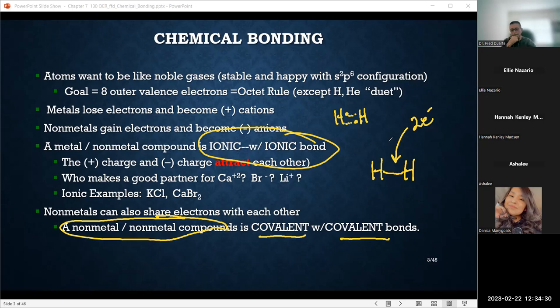Now, within the covalent compounds, there's a subset. Both are covalent, but there's a difference in how the electrons are being shared. In this scenario, when the two elements are the same, the sharing is equal. Think of it as a tug of war with 2 people with the same weight, same strength. That rope is not going to move. It's going to stay stable, in an equal state. So here we have equal sharing.